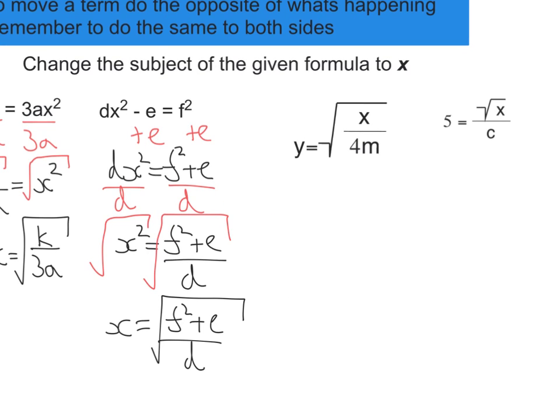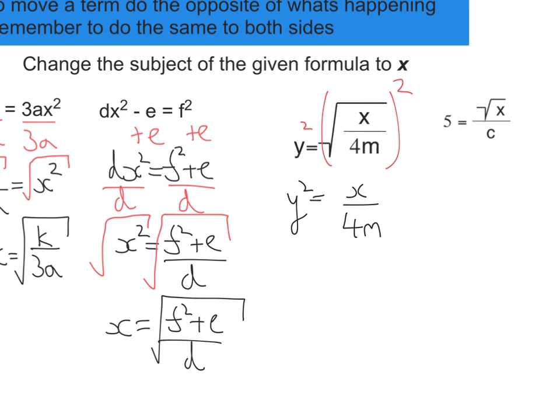Let's now move on to the last two examples where they've got square roots. So the first one says y equals the square root of x over 4m. Well, I can't do anything with the things inside that square root until I get rid of it. Well, the opposite of square rooting is squaring, so I'm going to square both sides. So that leaves me with y squared is equal to x over 4m.